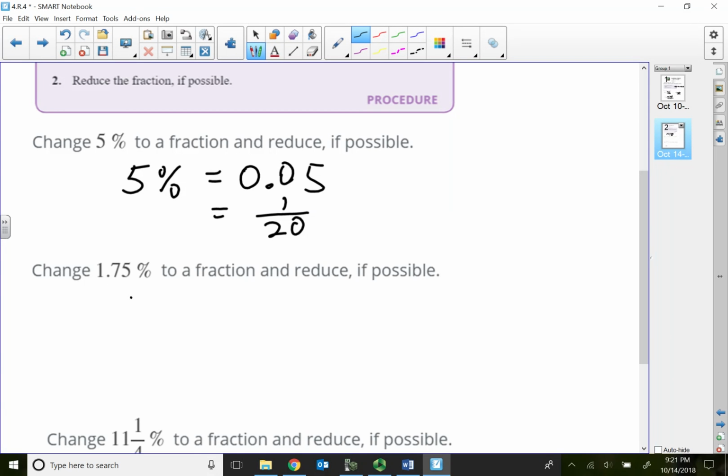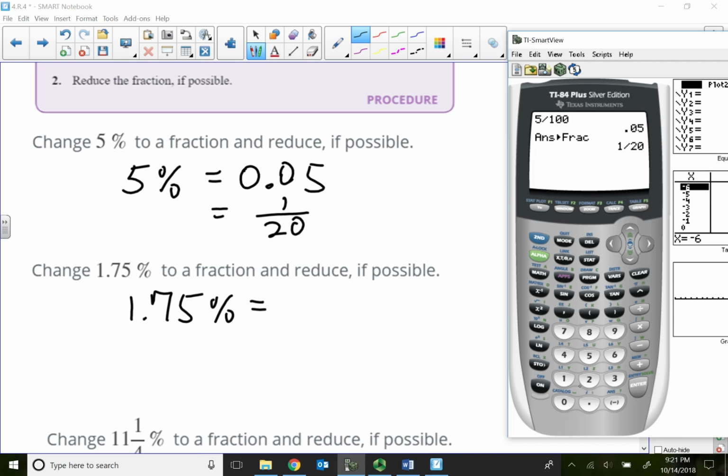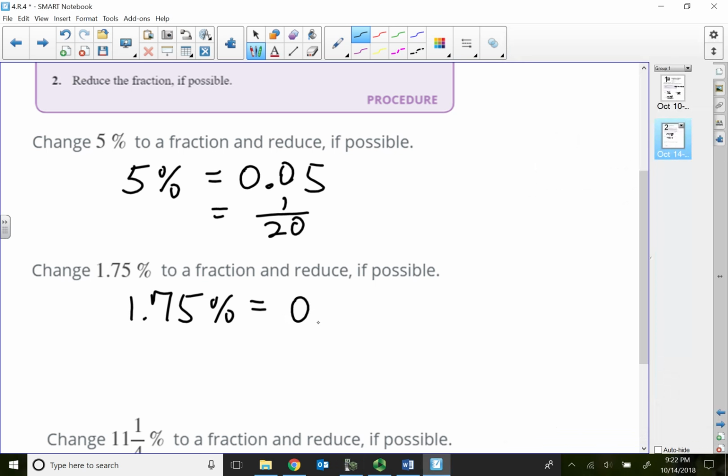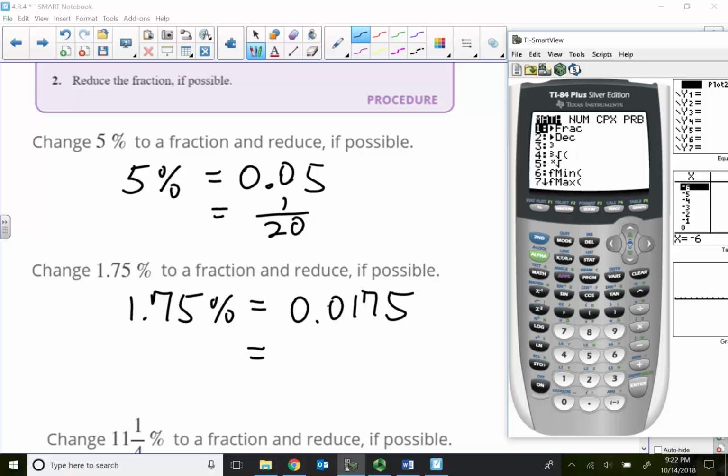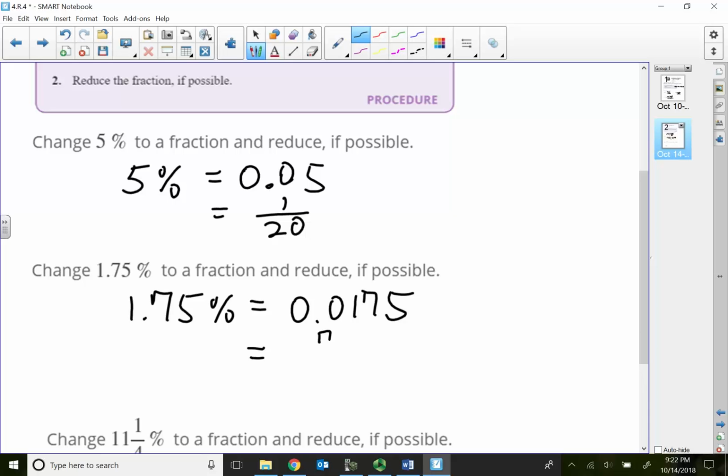All right, this is only 1.75%, okay? This is barely over 1%. So if I move my decimal to the left 2 places, or divide by 100 in the calculator, that should be 0.0175. Now convert into a fraction. I'm just using my calculator to do it. If we start with 0 point something, it will always be a proper fraction. This time it will be 7 over 400.